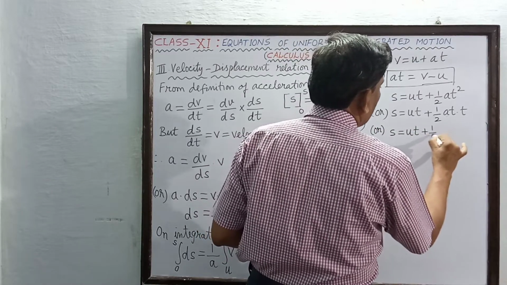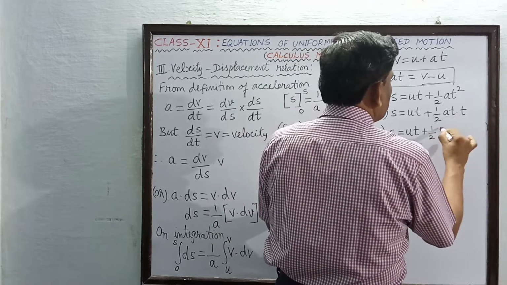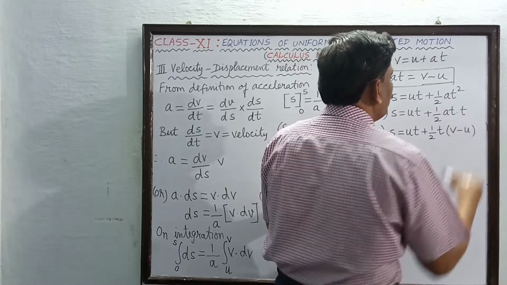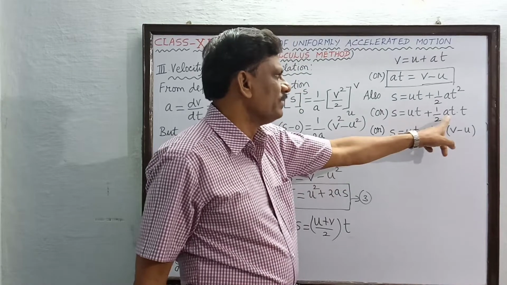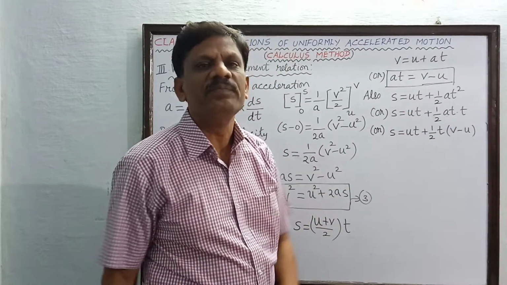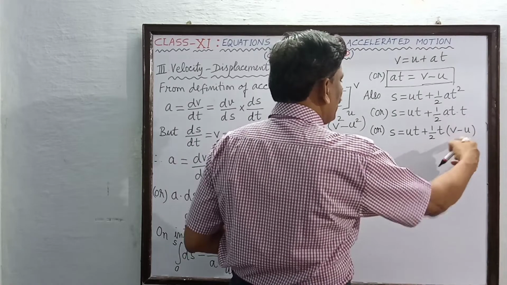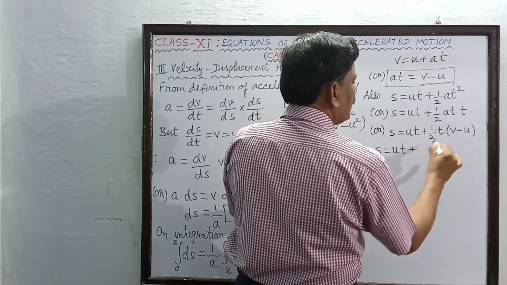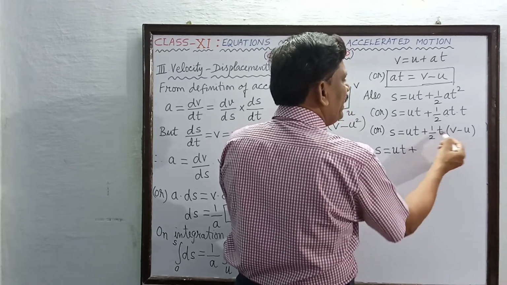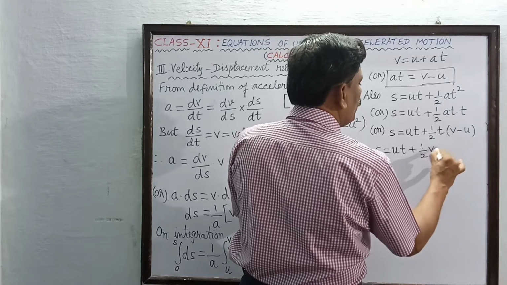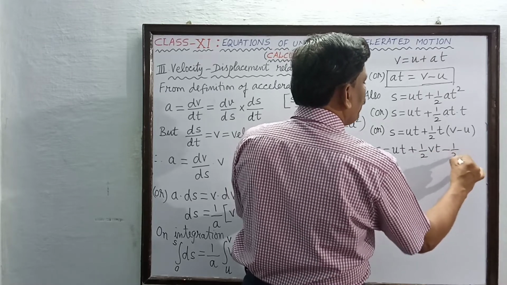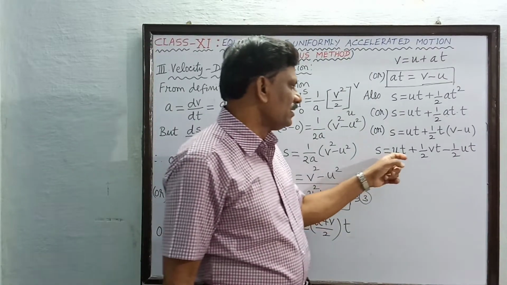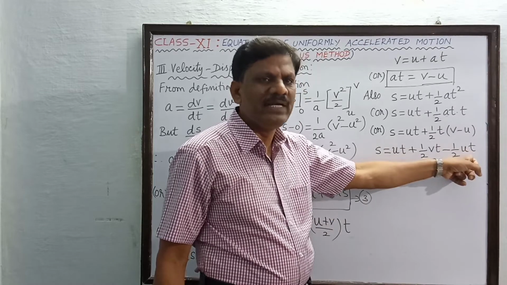So we will write s equal to ut plus half t into at. Instead of at, I can write v minus u. In place of at, I have substituted v minus u. Then I open up the bracket. So s is now equal to u into t plus half into v into t minus half into u into t. Understand that? This is ut, this is minus ut by 2.